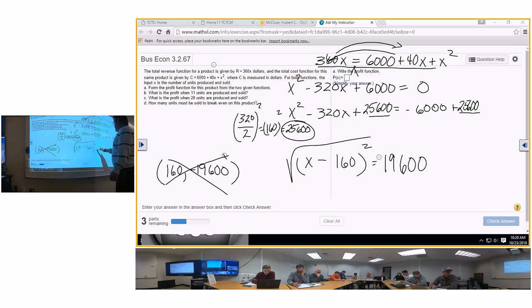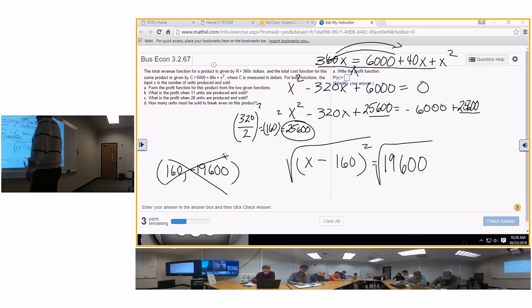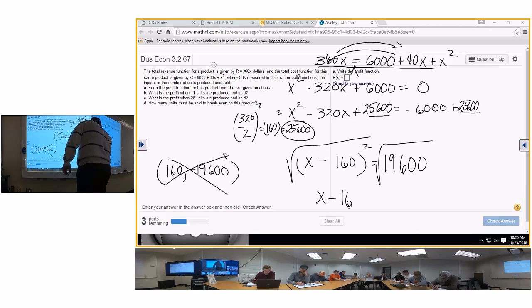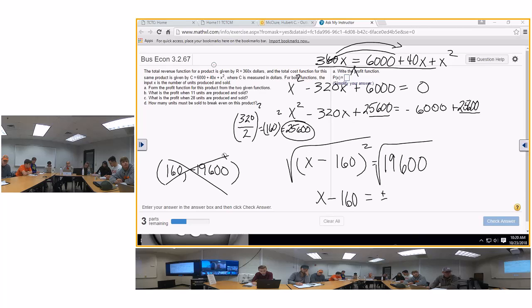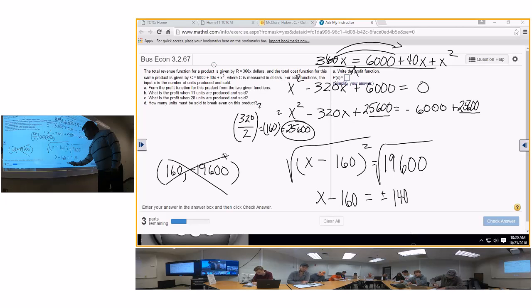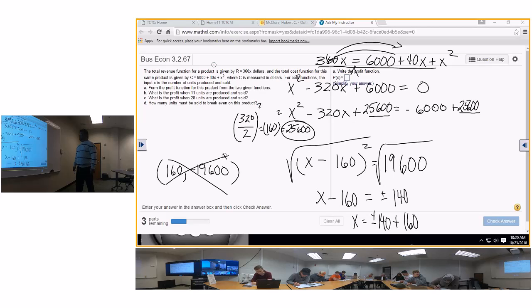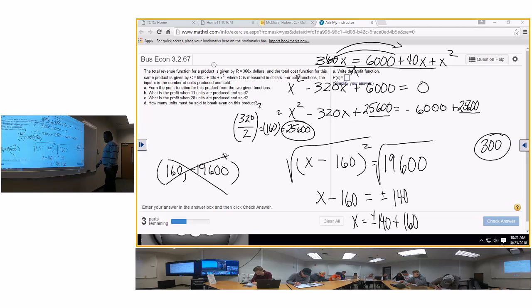So take the square root, and that's going to give us x minus 160 is equal to positive or negative what? What is the square root of 19,600? 140. 140 exactly. Ain't that nice? x is equal to positive or negative 140 plus 160. So 140 plus 160 is 300. And negative 140 plus 160 is 20. So this thing's crossing at 2 places.